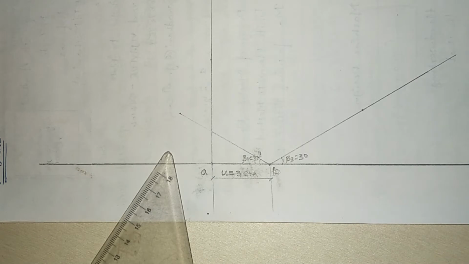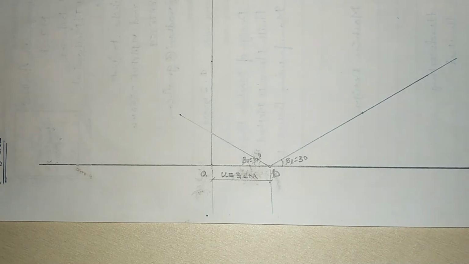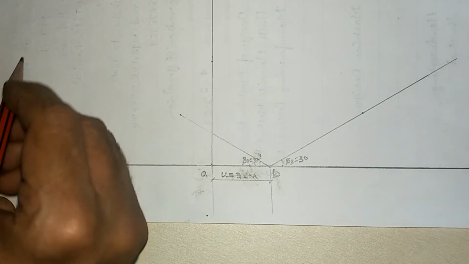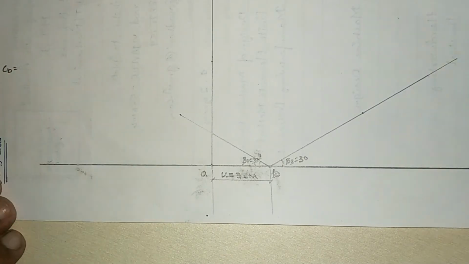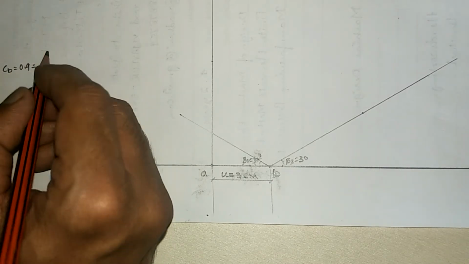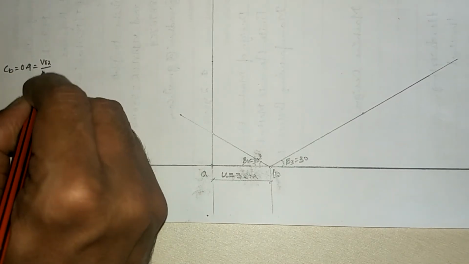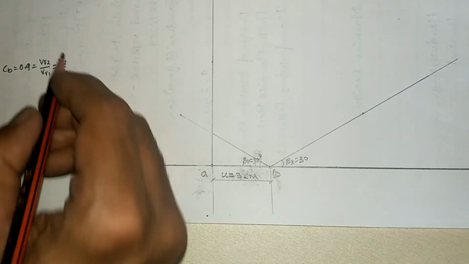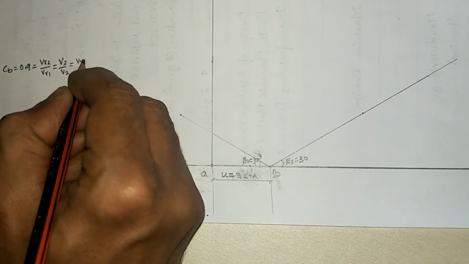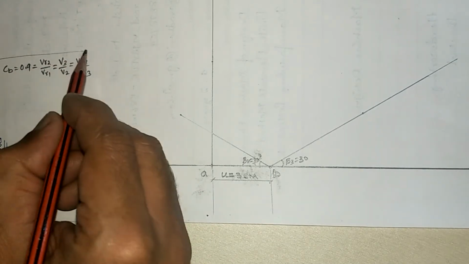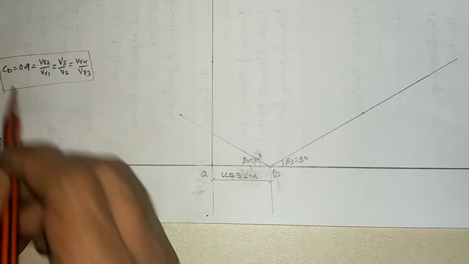Now we know the CB relation. CB is given in the problem statement. So I will write the relation here. CB is equal to 0.9. So this is equal to VR2 by VR1, equal to V3 by V2, equal to VR4 by VR3. This is a very important relation that you have to make use of to solve the problem.